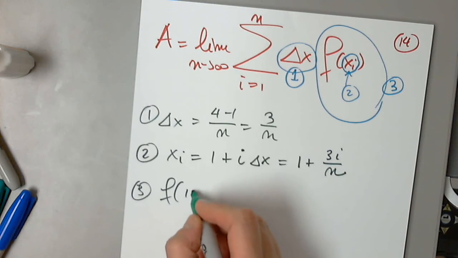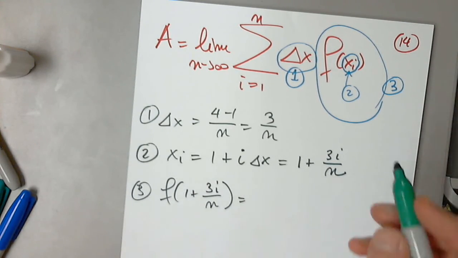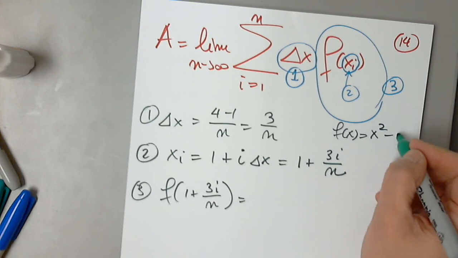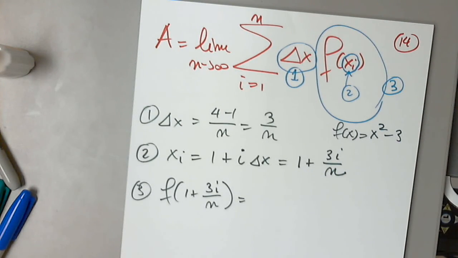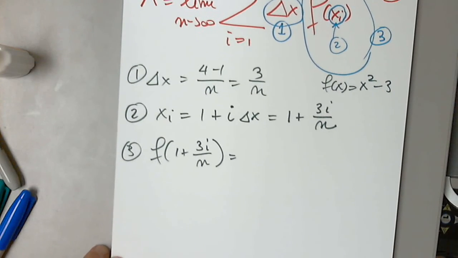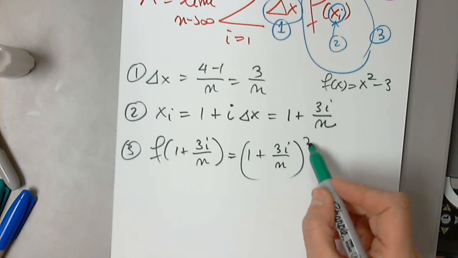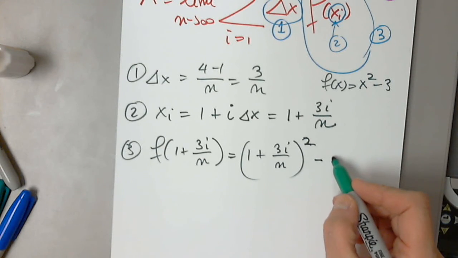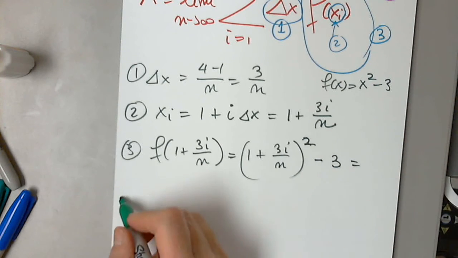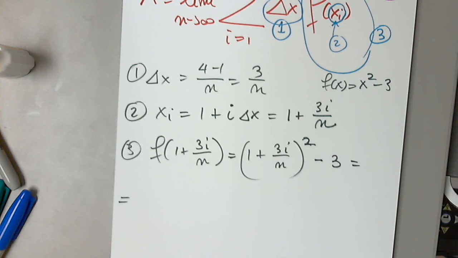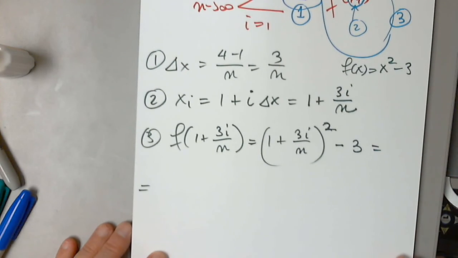So f of 1 plus 3i over n is, remember we chose f of x to be x squared minus 3. So can anyone tell us what to write first? 1 plus 3i over n, everything squared minus? That's it. When we square a binomial, we have to be very careful. When we square a binomial, how many terms do we get? Please don't say anything else but 3. Thank you.